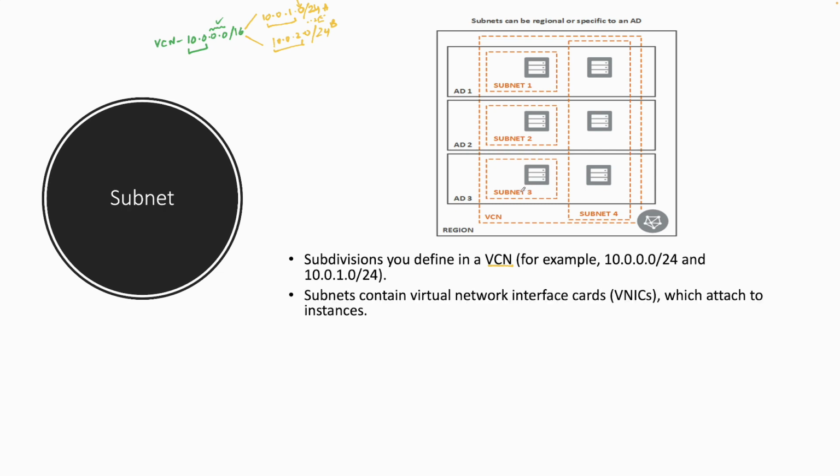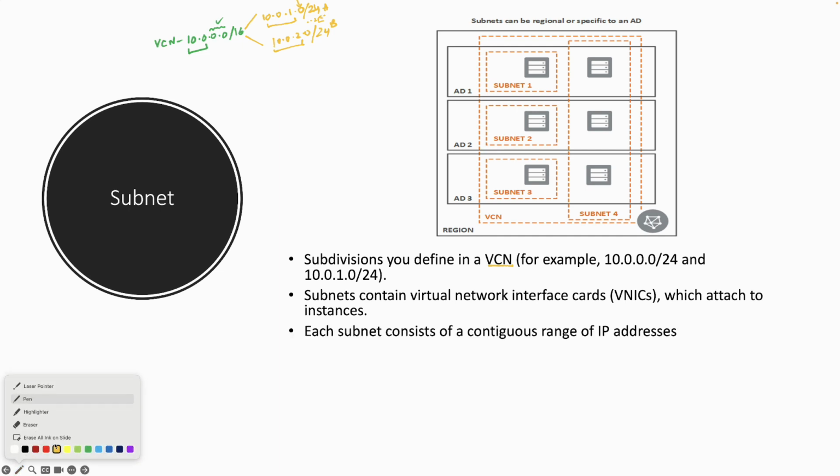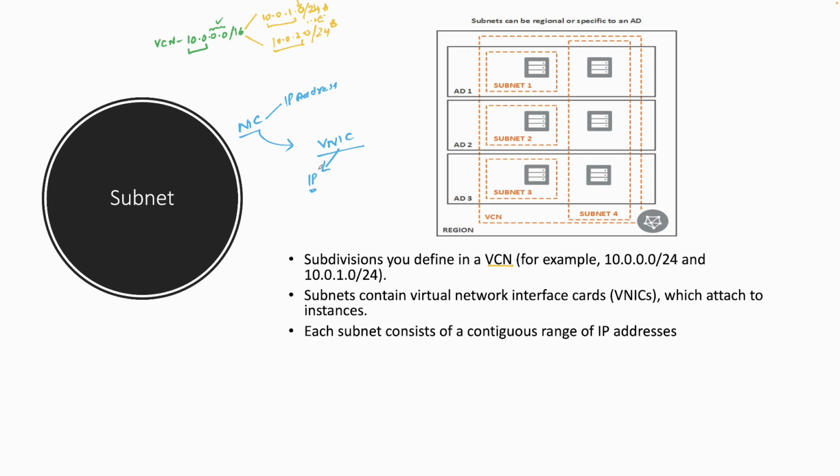here as well, right? So subnets contain virtual network interface cards which attach to the instance. Now the best way to understand this is to think about what happens inside a normal computer, right? A normal computer would have a network interface card, NIC, and on the NIC you define an IP address, right? So here in cloud, we have a concept of a VNIC. We call it a virtual network interface card, and this IP address that you are giving is defined on the VNIC.